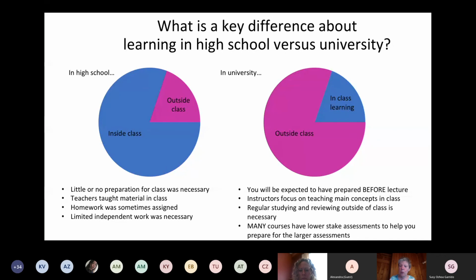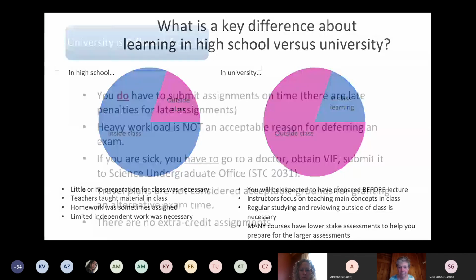It's going to be important to regularly review, and you'll be given little quizzes and assignments to help you with that, to keep you up to date. But it's also going to be important to proactively ask your instructors or TAs, guess what? I need help here. You're in the driver's seat. Okay, next slide, please.